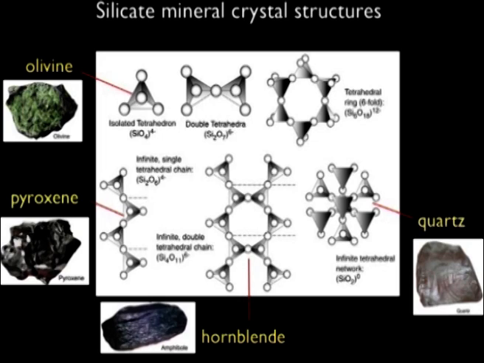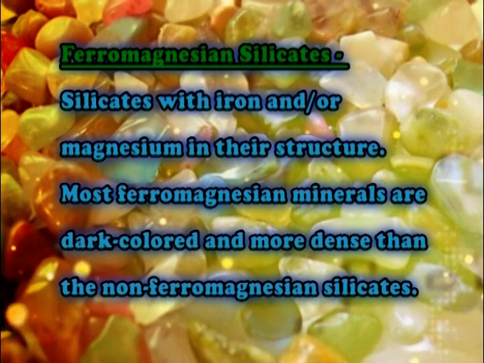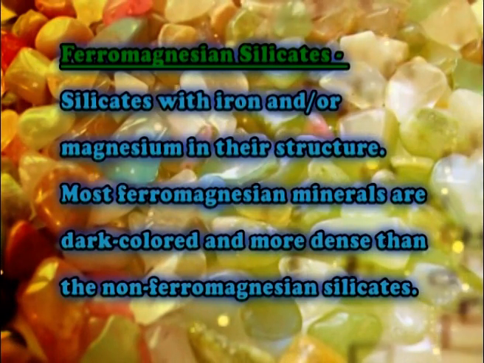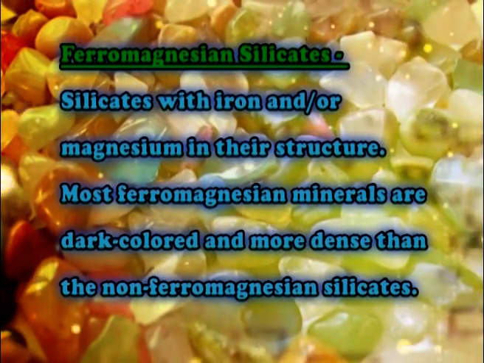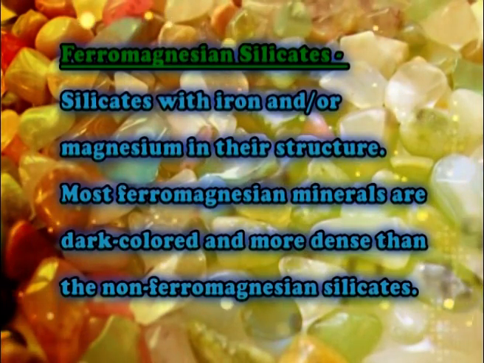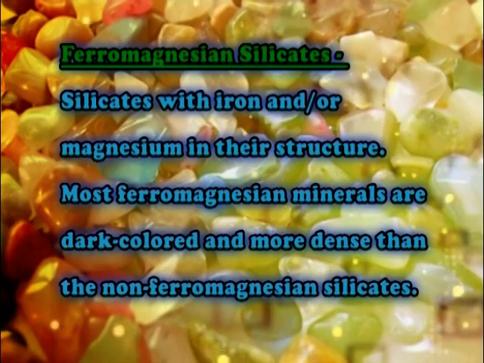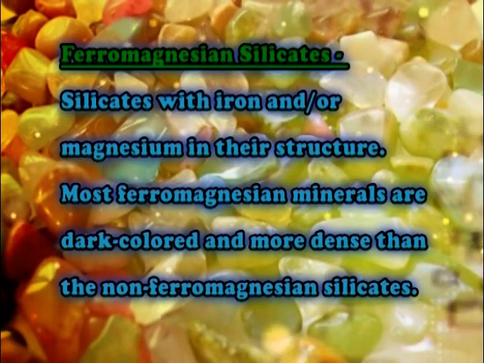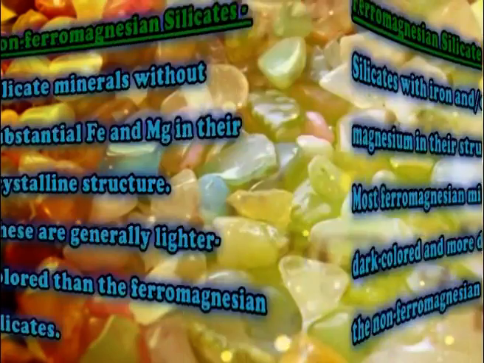As these silica tetrahedra are linked together, the ratio of silica to oxygen changes. Example: single tetrahedra 1:4, single chain 1:3, double chain 4:11, sheets 2:5, three-dimensional frameworks 1:2. Ferromagnesian silicates: silicates with iron and/or magnesium in their structure are ferromagnesian silicates. Most ferromagnesian minerals are dark colored and more dense than the non-ferromagnesian silicates.